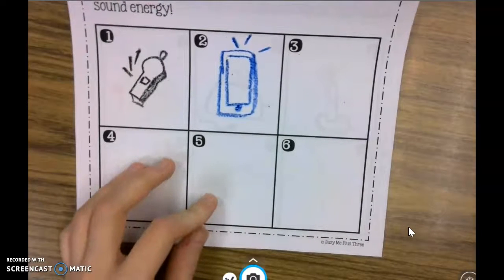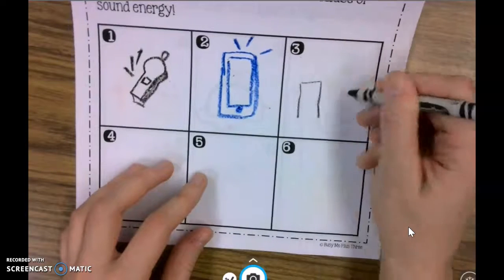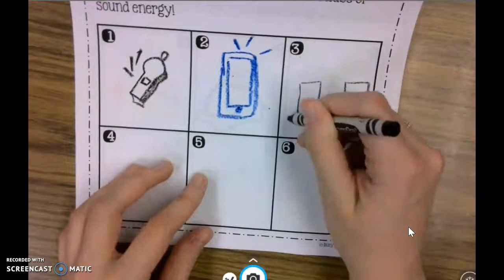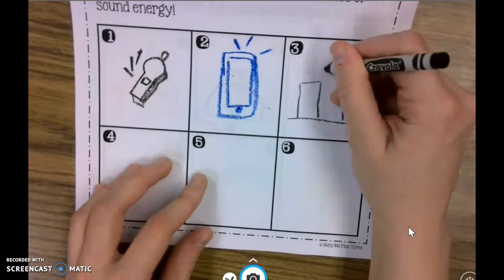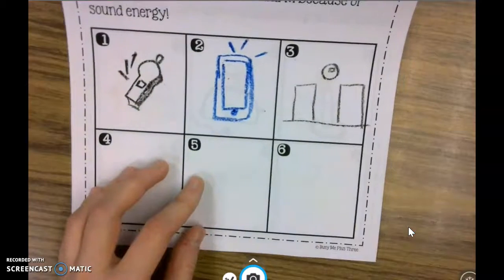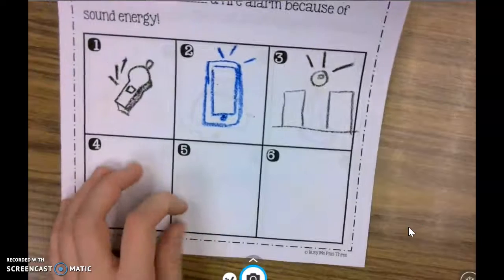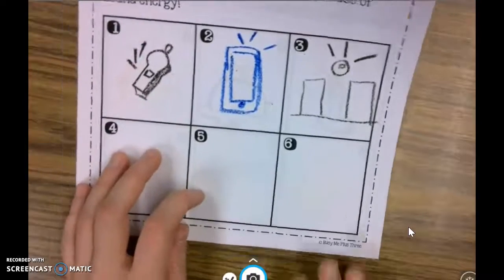Another thing is a fire alarm. So maybe I'm going to draw a hallway for school, and the fire alarm is right here, and the fire alarm is going off. It's going to go dun, beep, beep, beep. And it tells us to get out, right?